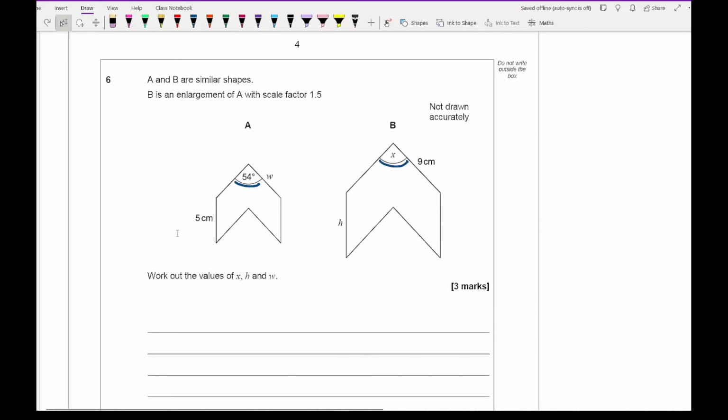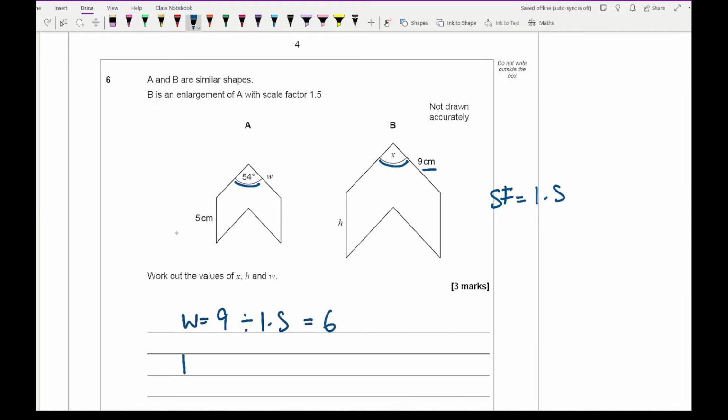Now for W and H, it's about recognizing that the scale factor is 1.5. To work out W, I'm going from the small shape, so W equals the corresponding side, which is 9, and because I'm going for the smaller option, I'm dividing by 1.5, and that's going to give me an answer of 6.